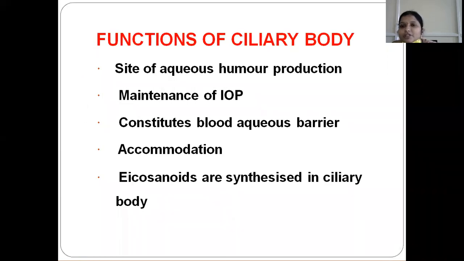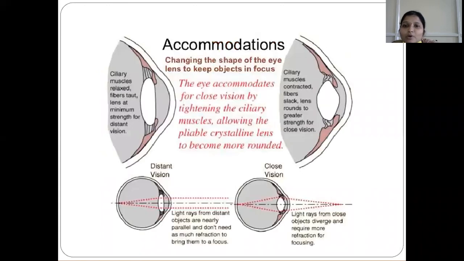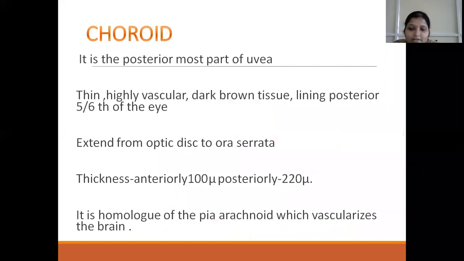So what is the main function of the ciliary body? It has the ciliary muscle, so it helps in accommodation, and the ciliary processes help in the secretion of the aqueous humor, so it maintains IOP and controls the blood aqueous barrier. So what is accommodation? It is the ability to see near vision by altering the size and shape of the lens. So what happens in the accommodated eye and what is present in the relaxed eye?